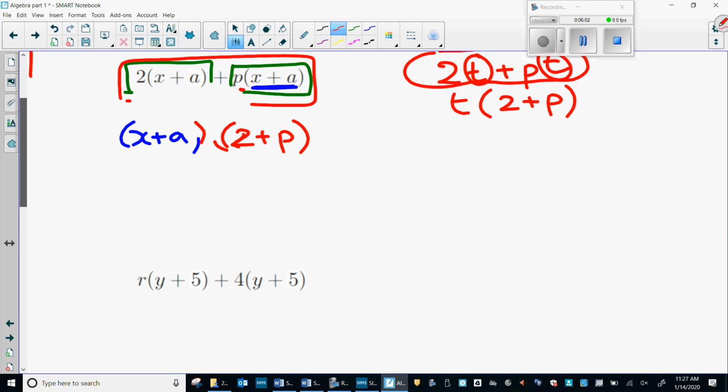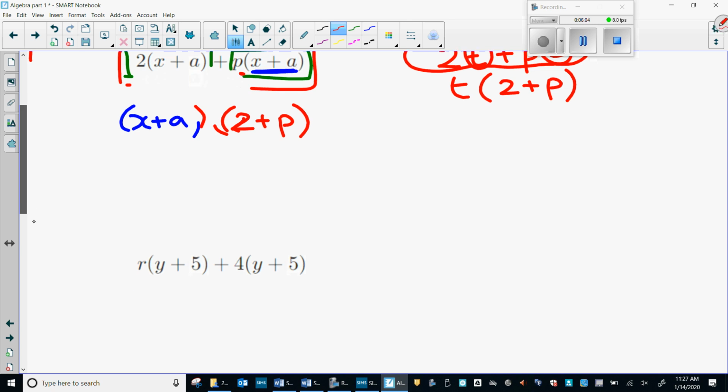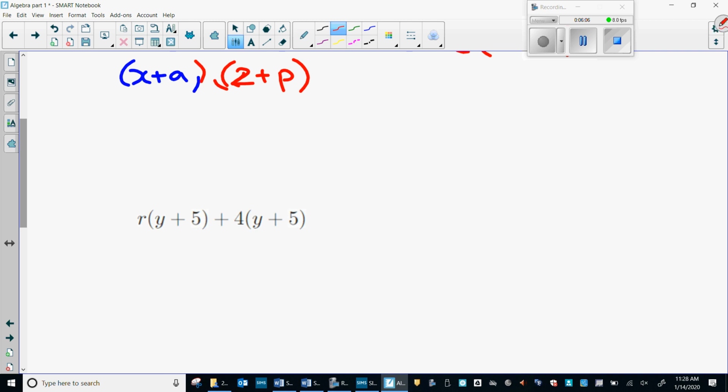So, Hannah, what is common in this one? Y plus 5. Good, so that's the bit that's going to go to the front. And then in another bracket, R plus 4. Love it.